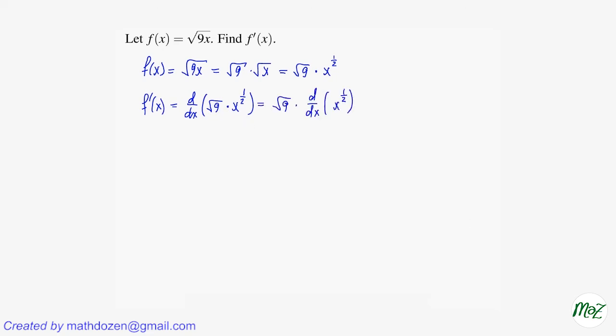The square root of 9 is a constant, so by the constant multiple rule, we factor it out and work on the derivative of x to the 1/2 power, which by the power rule is 3 times 1/2 times x to the 1/2 minus 1 power, and that simplifies to 3/2 times x to the negative 1/2 power.